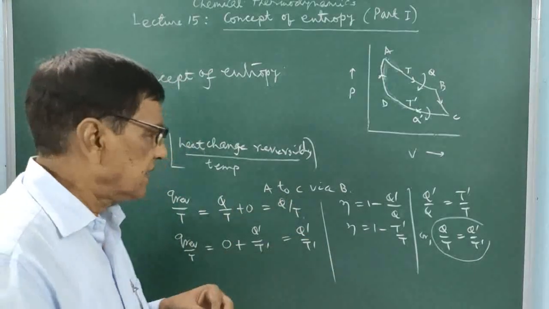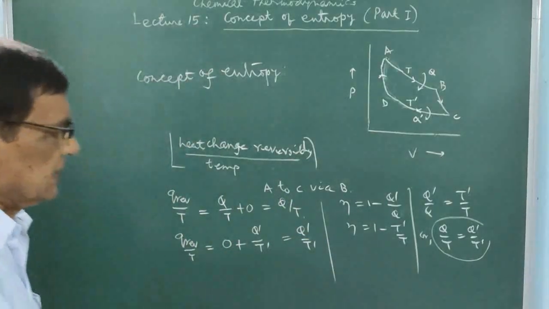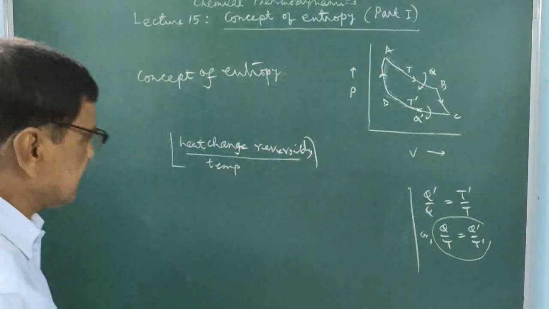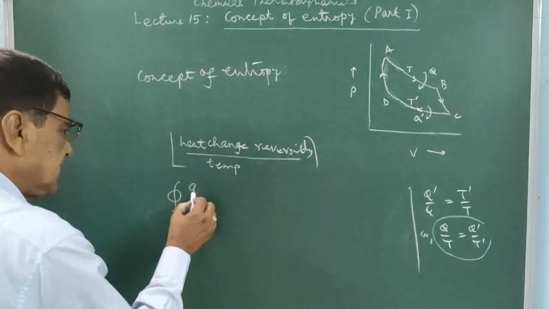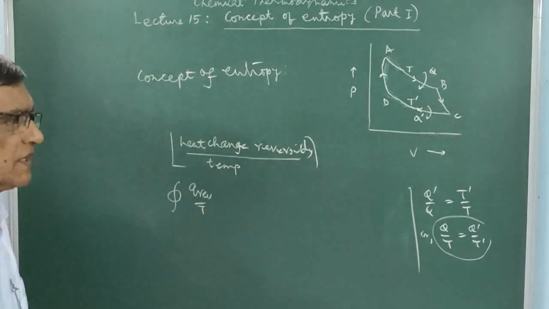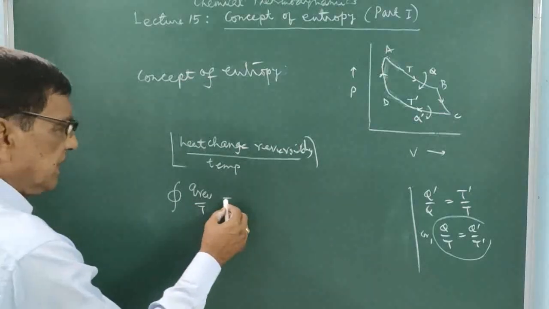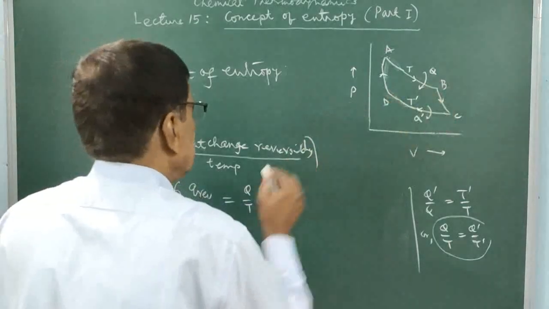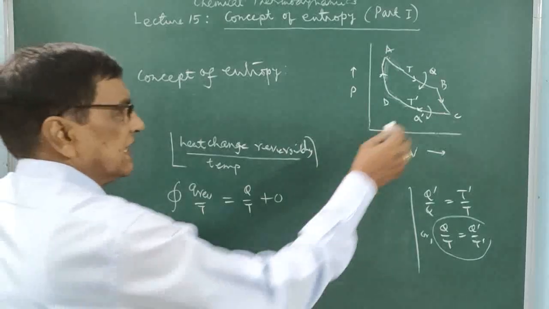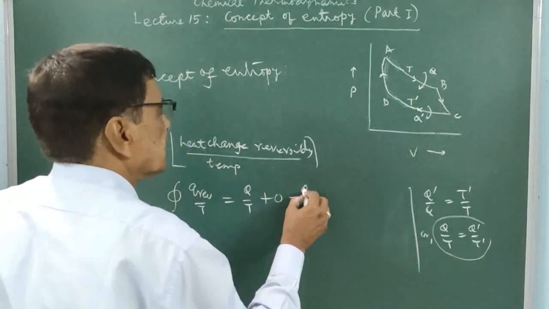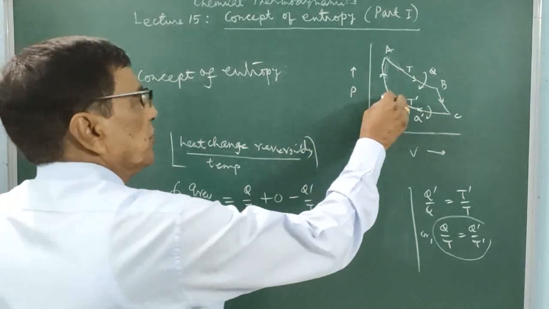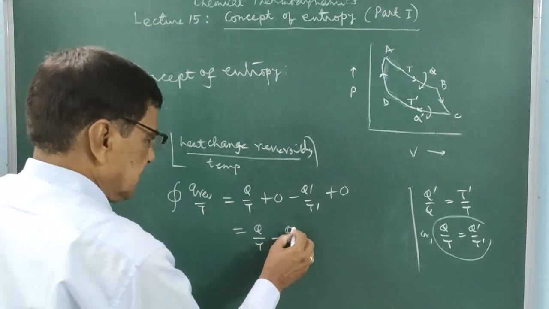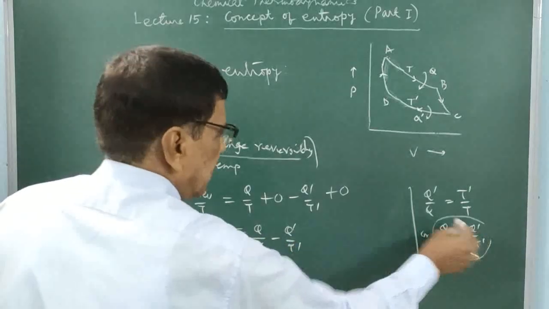Or in another way I can also show that. Suppose the integration of Q reversible by T for the whole cycle equals A to B, Q by T, and B to C plus 0, adiabatic process, and C to D heat is rejected, so minus Q dash by T dash, and D to A again equals 0. So this equals Q by T minus Q dash by T dash, and these two are equal, so this is equal to 0.